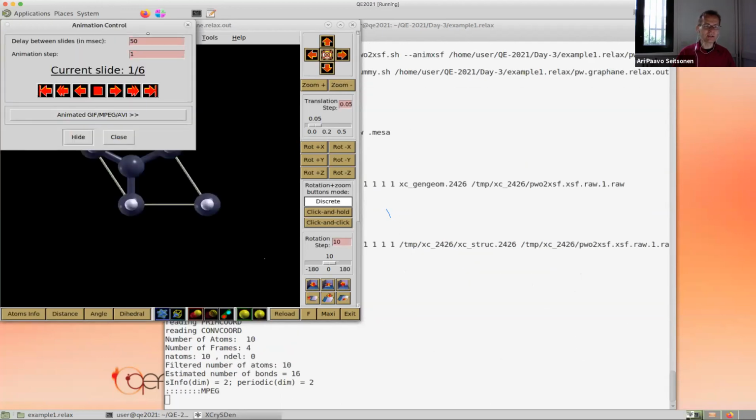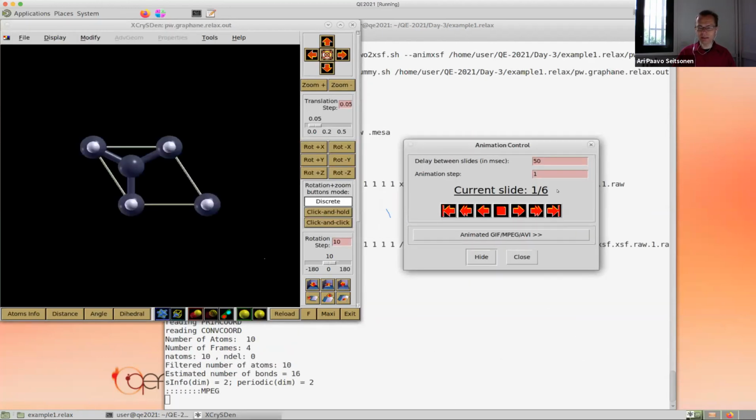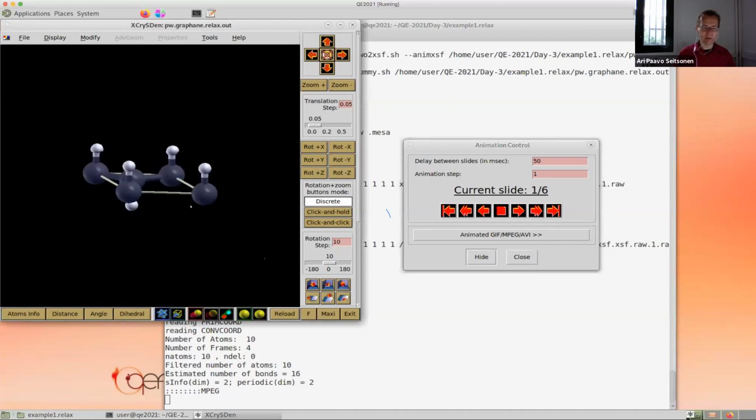And then you get this animation control. And these 6, it says slide. So these are the different geometry relaxation steps. You can also display them as a movie, but now we just look at them one by one. So it always starts from the initial geometry. So you remember this was the flat one. We started from that one.